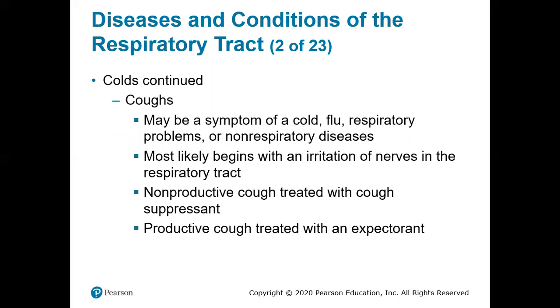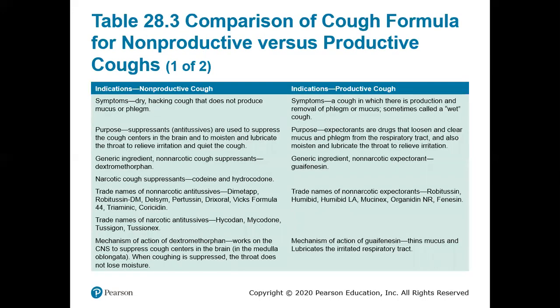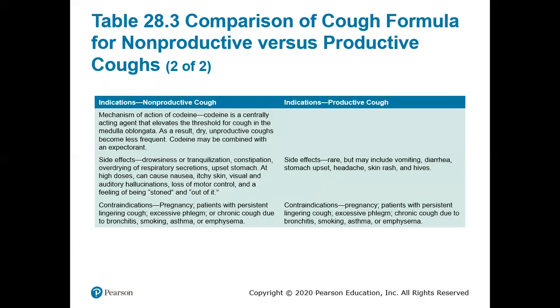Coughs begin on page 441. These may be a symptom of a cold, flu, respiratory problems, or non-respiratory diseases. Most likely it begins with an irritation of nerves in the respiratory tract. A non-productive cough is treated with a cough suppressant. A productive cough is treated with an expectorant to help get it out. Table 28.3 is a comparison of cough formulas for non-productive versus productive coughs. This table is found on page 442 and continues over to page 443.